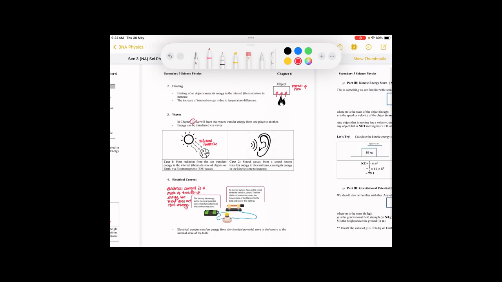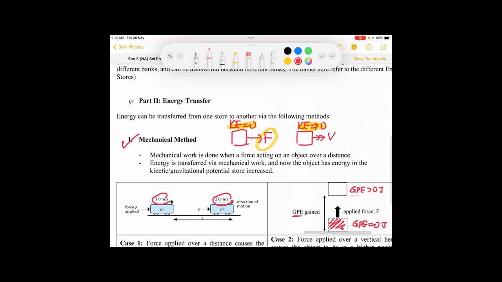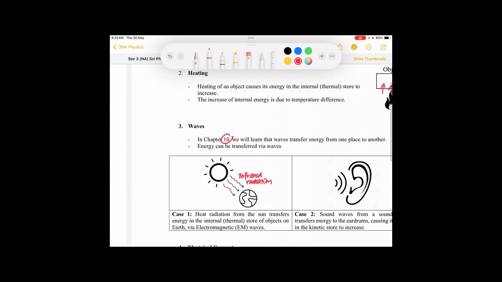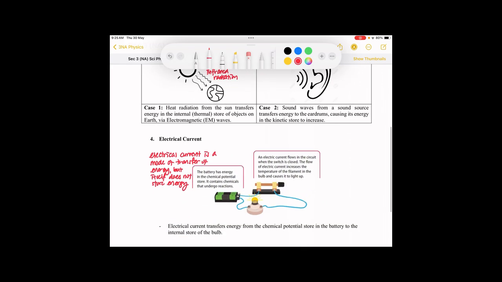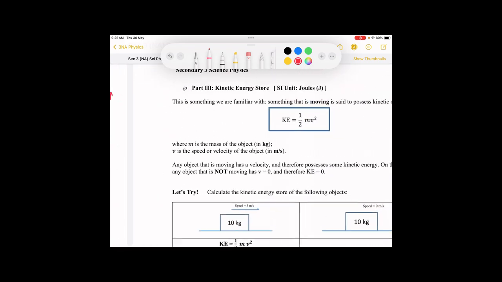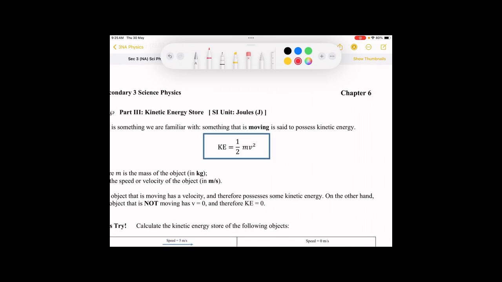So 4 different methods of energy transfer: by force, which is what we call mechanical method; by heating; using waves; and electrical current. Next, we move into the kinetic store. So when an object is moving, we all know that it has so-called kinetic energy, right? So in other words, it has energy in the kinetic store.